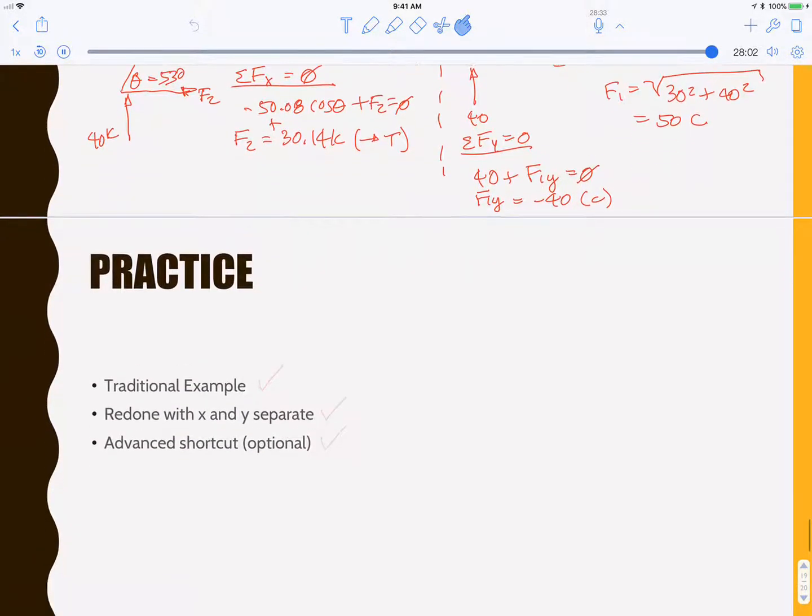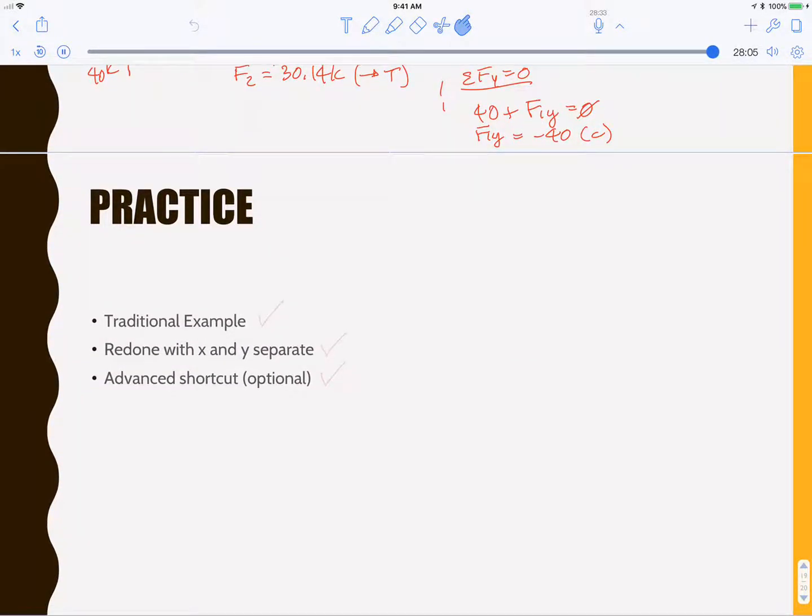This is really better learned by example than by explaining how to do it. And so what I'm going to do is I'm going to do a traditional example using sines and cosines, and this is the official way you need to do it. Then I'm going to redo it just with x and y components like I did there, and we're going to keep the X and Y components separate. And then finally, I'm going to show you this advanced shortcut that I use, which again, you can only use in my classes.